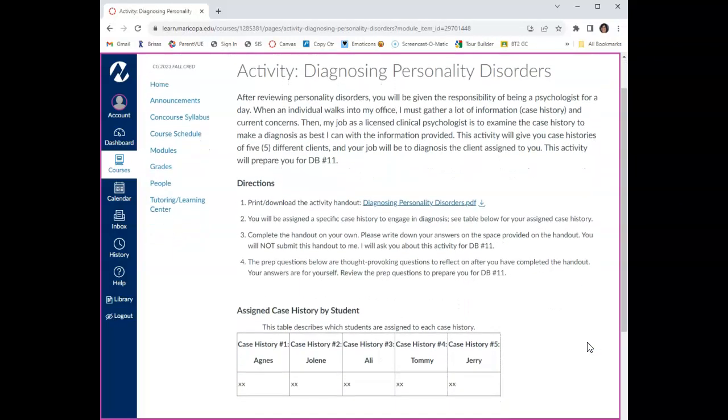Well, you know that every week the activity will give you the responsibility of being a psychologist for the day. Because diagnosis is so important to our role as psychologists, this week's activity involves applying your knowledge of personality disorders to a case history. For this activity, you'll be given the case histories of 5 different clients, and your job will be to diagnose the client assigned to you. This activity will prepare you for the discussion board, and additionally, there will be 2 questions on the application paper regarding your client.